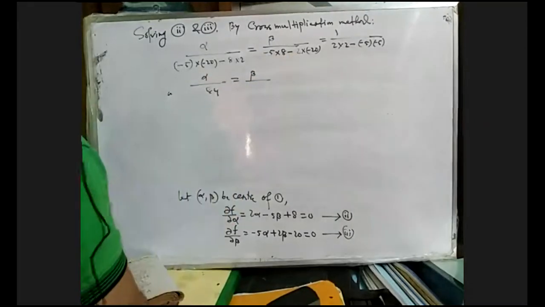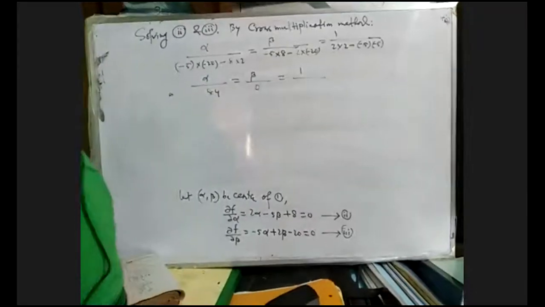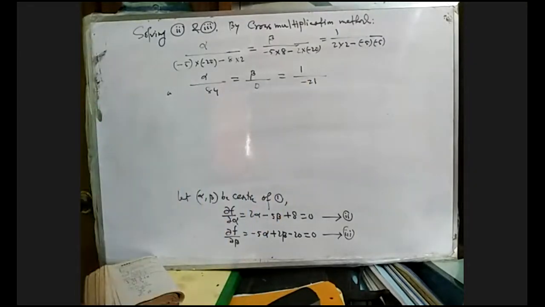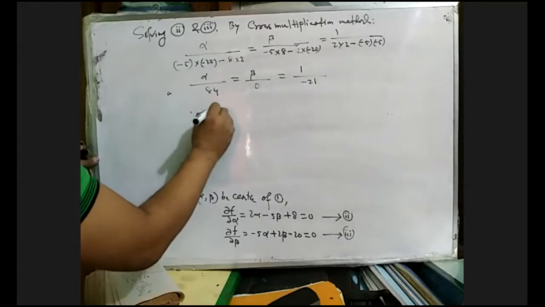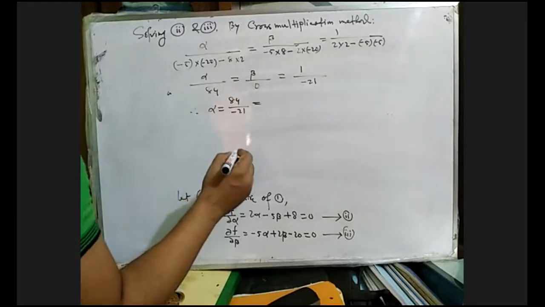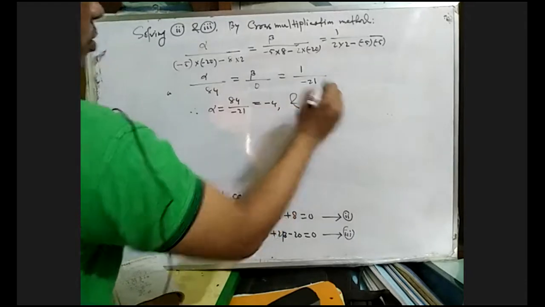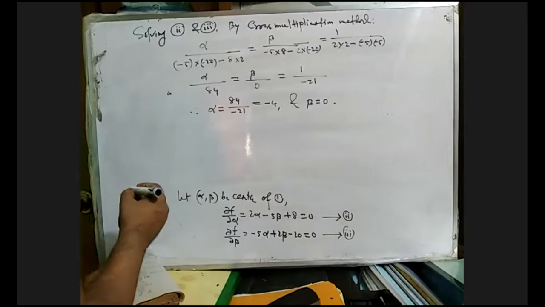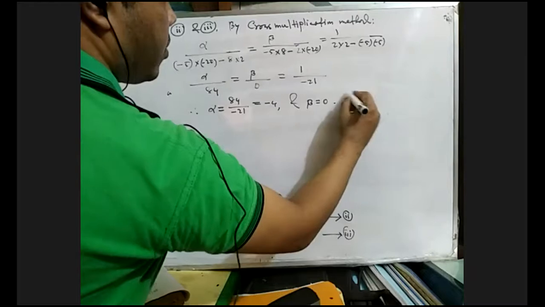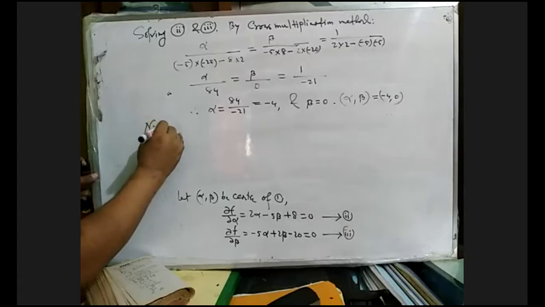Minus 40 plus 40, this will be 0. So 1 divided by what will be 21. From this we get alpha equals 84 divided by minus 21, which equals minus 4, and beta equals 0. Therefore, the center (alpha, beta) is minus 4, 0.